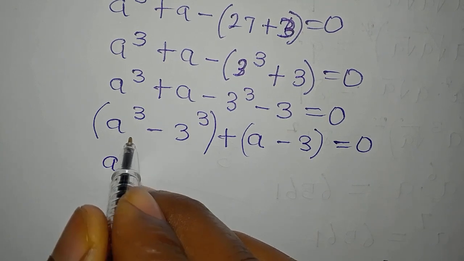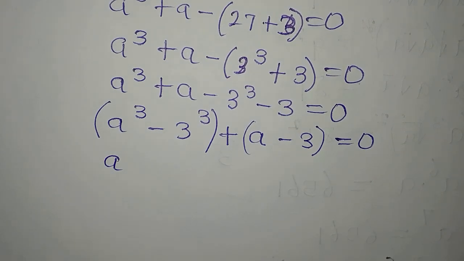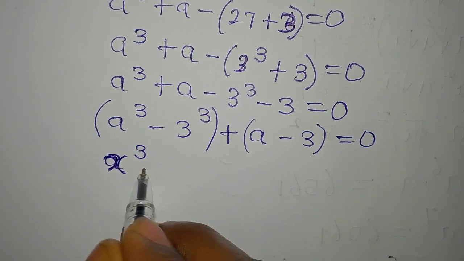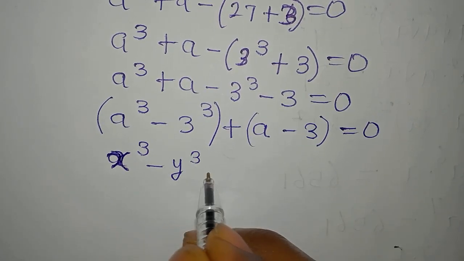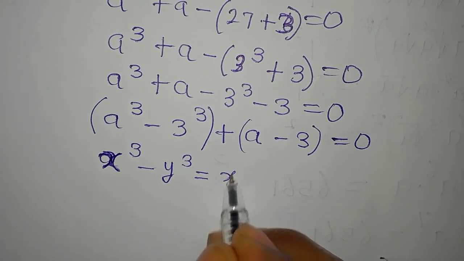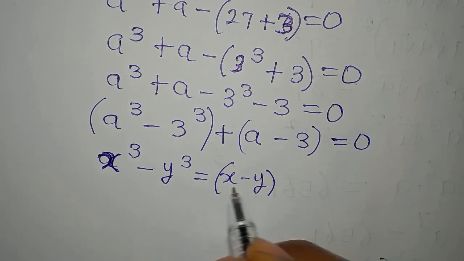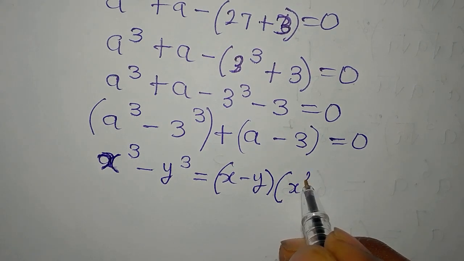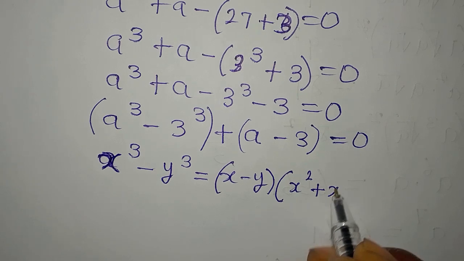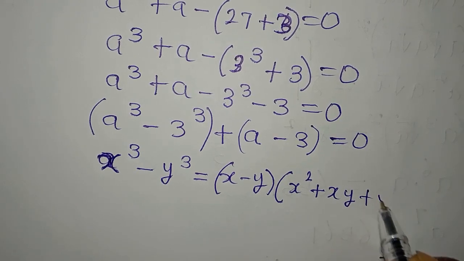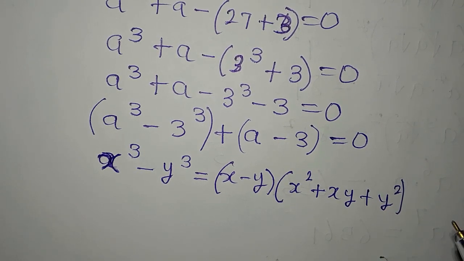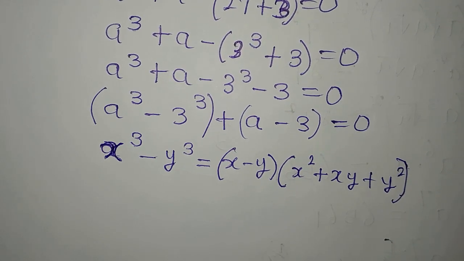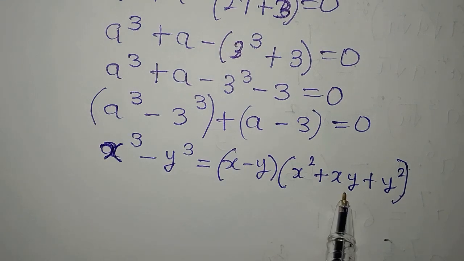If you have a, okay, there's already a here. Let me use x and y. If we have x to the power of 3 minus y to the power of 3, this is the same thing as x minus y, close this, into x squared plus xy plus y squared. Okay, so this is what we have, and I'm going to express this in this format.